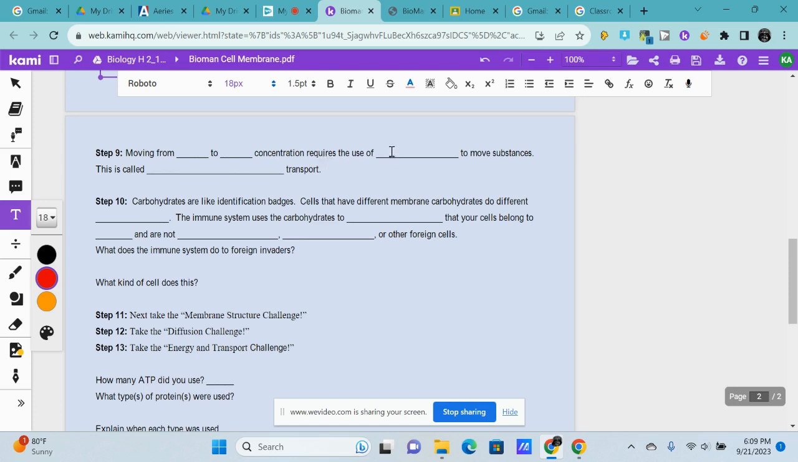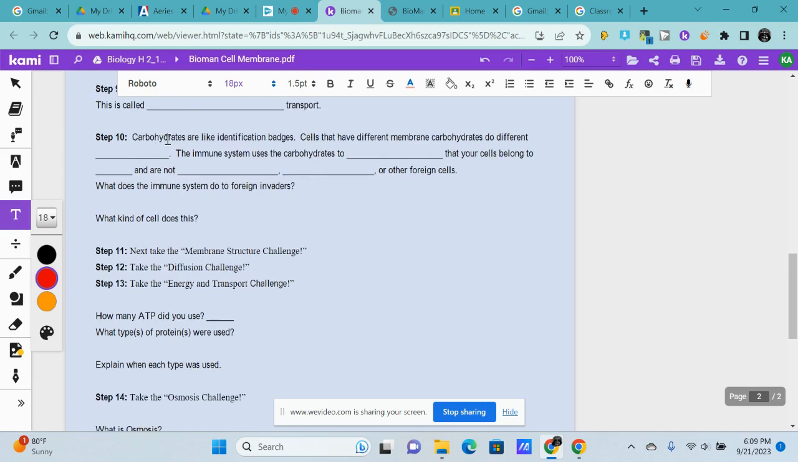So that requires the use of energy, right here, energy. And whenever you use energy, that's called active transport. So right now, if you're actually listening and typing, you're using energy because you're being active, active transport. I'm not really concerned about this one.